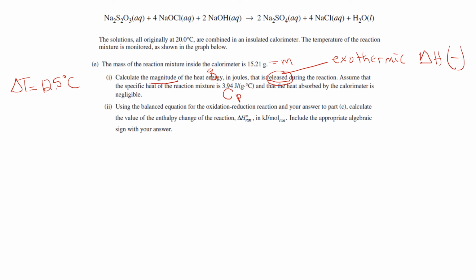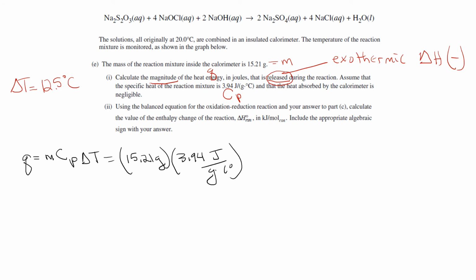So this first part of the problem is a Q problem, and that is the formula that I'm going to use. They've given us the mass. I would make sure that you are writing down all your units of measurement and making sure that they cancel out as well. My specific heat is 3.94 joules per gram degree Celsius. They are asking for joules, so I'm good there. Grams is going to cancel out. And my degrees Celsius will also cancel out.